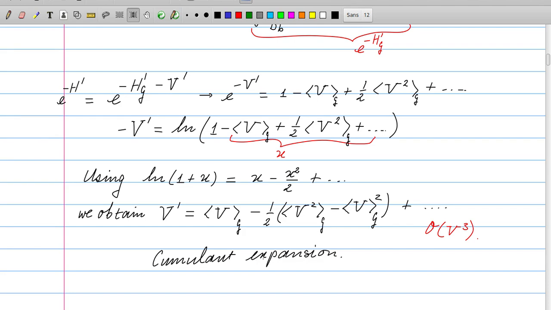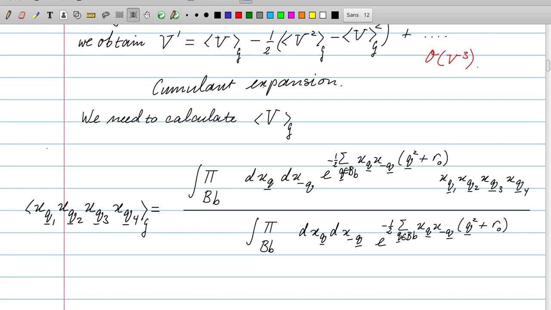Next, we need to calculate all these Gaussian expectation values. So let's see what the Gaussian expectation value of v gives us. Recall that v was the term which contained 4 x's. So here we have xq1, xq2, xq3, xq4, and we calculate this Gaussian expectation value. So here it is. In the Hamiltonian we only have the Gaussian terms, and this is the expression we want to take the expectation value of.